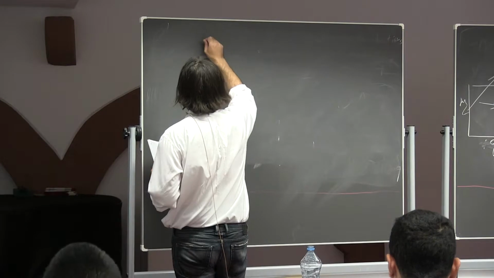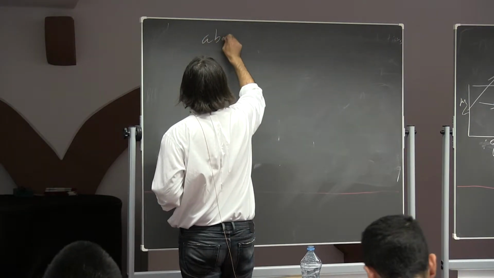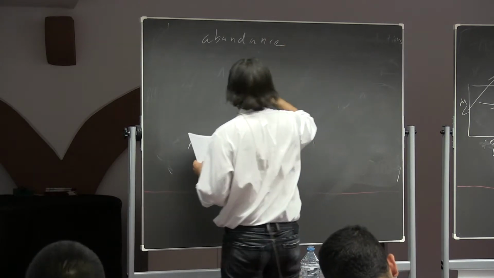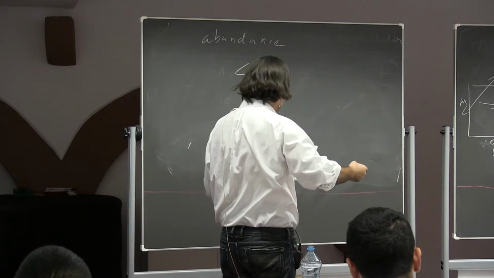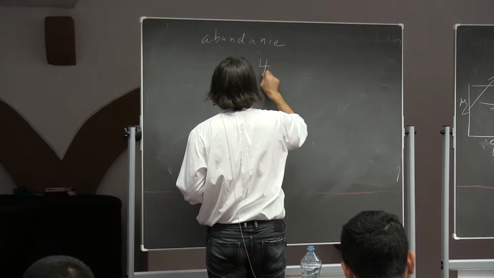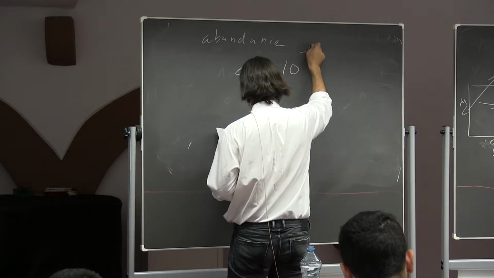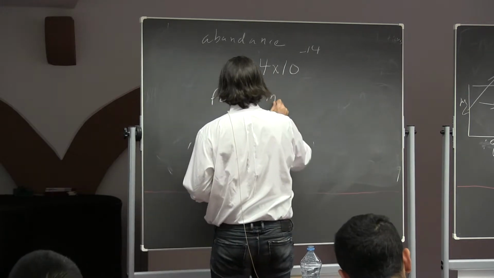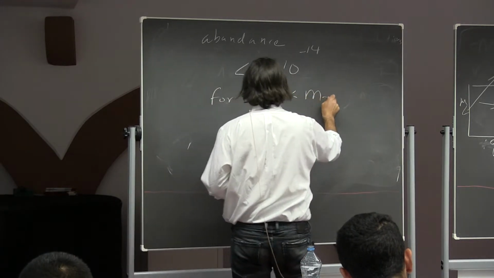And the abundances, so that is the fraction, abundance, of this. The fraction of ordinary water which is in the form of heavy water is less than 4 times 10 to the minus 14 for dark matter in this mass range.